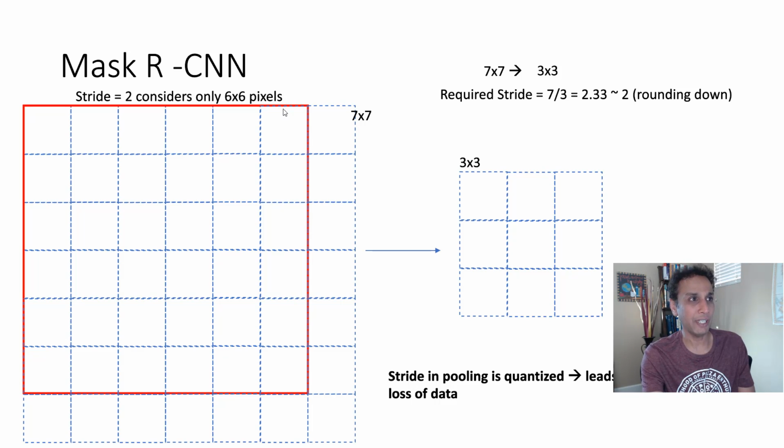Why? Because I have 7 pixels, and if I divide that by 3, because we want to get to 3 by 3, I'm looking at downsampling my 7 by 7 image to 3 by 3. If I want to do that, my stride should be equal to 2.33333. But because it's quantized, I'm going to round this off to 2, and I'm only going to use 2. And if you use a stride of 2, then instead of sampling all 7 by 7, you would only be able to sample 6 by 6. So you're losing the information of this extra pixel right there. I hope that makes sense.